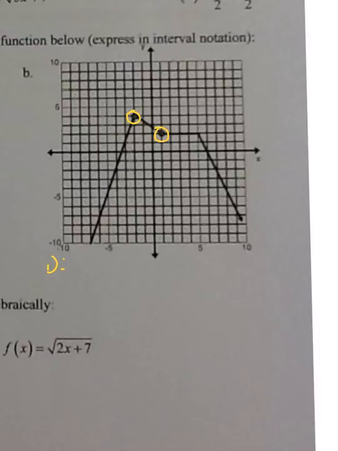So my domain starts here, right? It doesn't go any further left than this. So this is negative 7 here. And it's including negative 7 because there's no open circle. So it's bracket, negative 7, comma. Now, your x values keep going and going and going. And then when you get to this x value at negative 2, right, it's an open circle. So this x value here is not being used. And that'll be a parentheses because we're not using it.